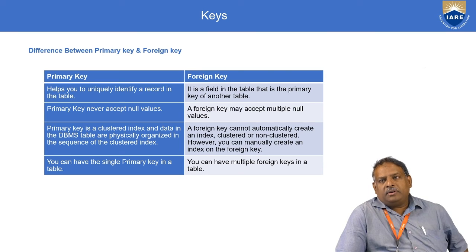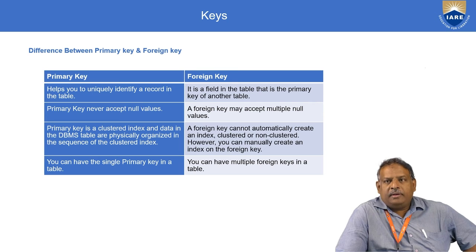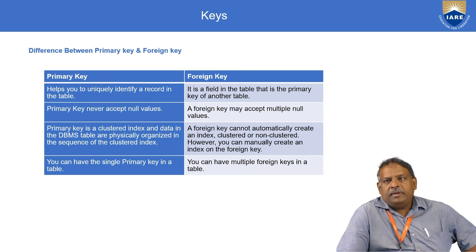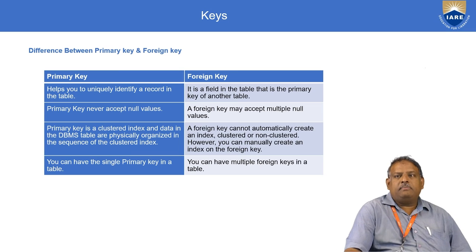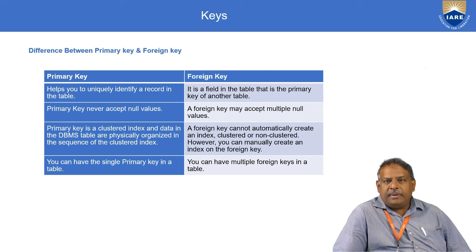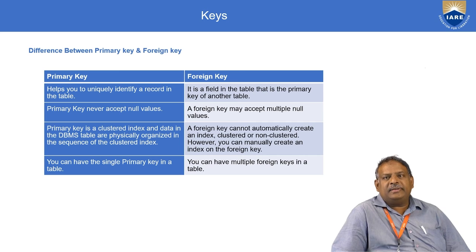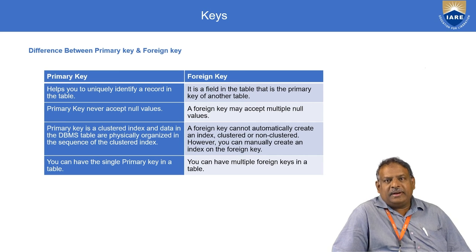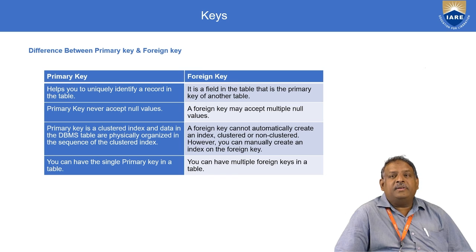For example, if a student has not taken the examination, then there will be no records in that semester for those subjects. So, a foreign key may accept multiple null values. A primary key is a clustered index, and data in the DBMS table is physically organized in the sequence of the clustered index. So whenever we create a primary key, a clustered index is automatically created, and the data in the table is physically organized in the sequence of the clustered index.